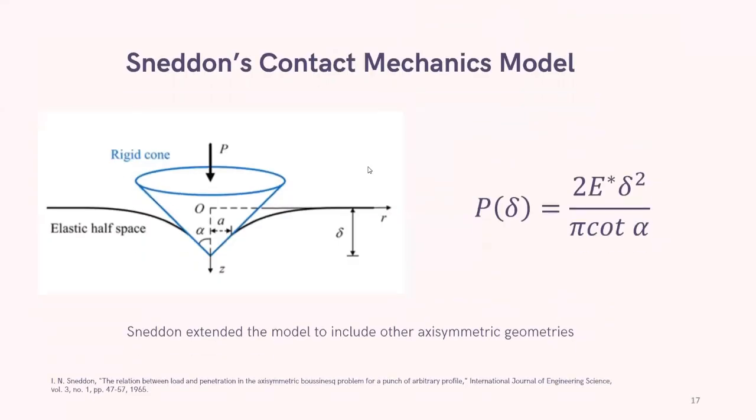Then we have Sneddon's contact mechanics model. Basically, almost all mechanics models are derived from Hertz's contact mechanics model, so all of them share the same limitations and assumptions. In this case, the difference from the previous model is that this model is a rigid cone, and it leaves an indentation on the opposite surface. Sneddon created this model to include more axisymmetric geometries. The equation on the right is the contact force between a cone and a flat surface.